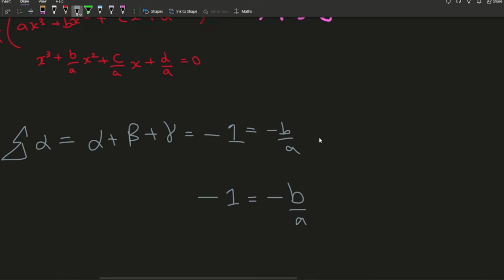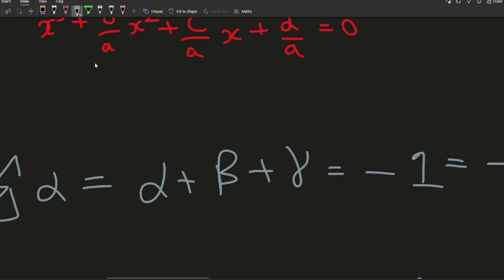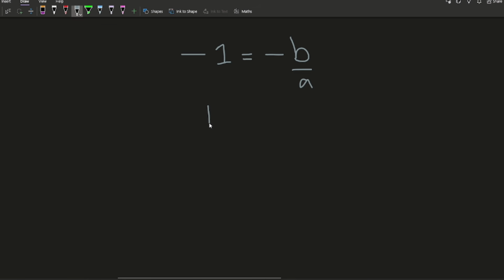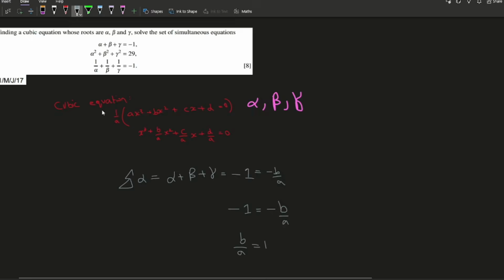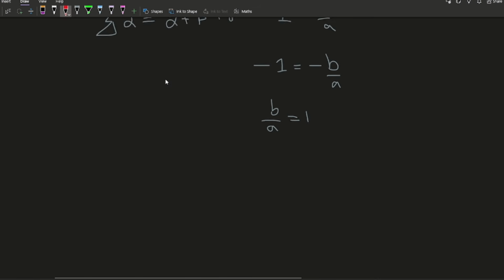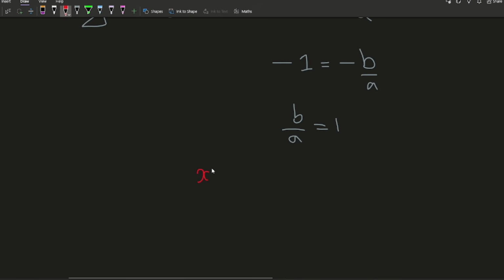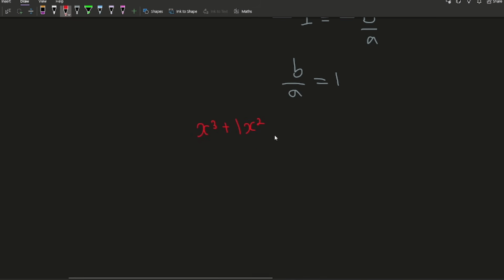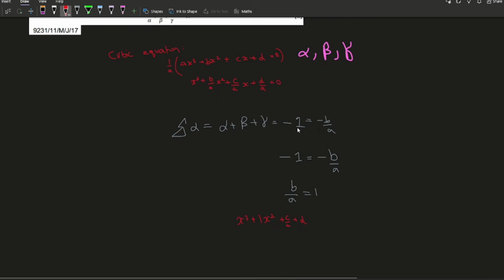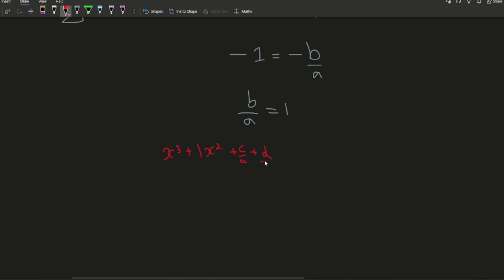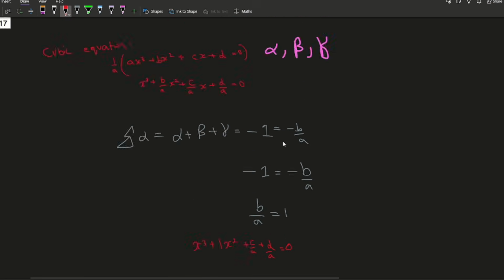So let's make b over a the subject, which is our coefficient of x squared. So b over a equals 1. Our cubic equation looks like this so far: x cubed plus 1x squared plus c over a x plus d over a equals 0. Now we have to find the value for c over a.